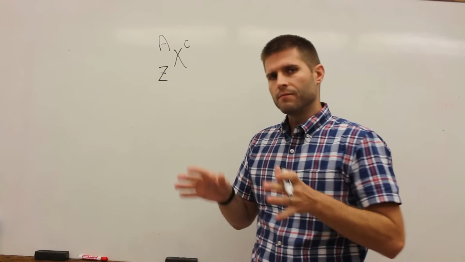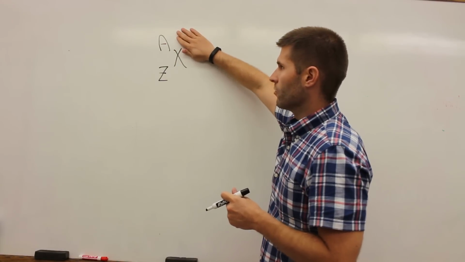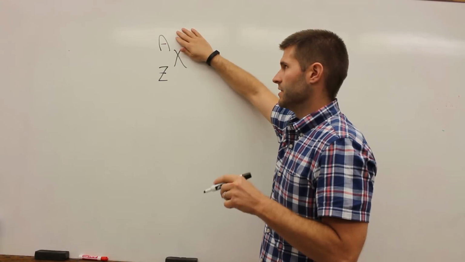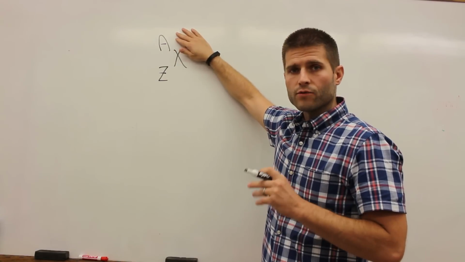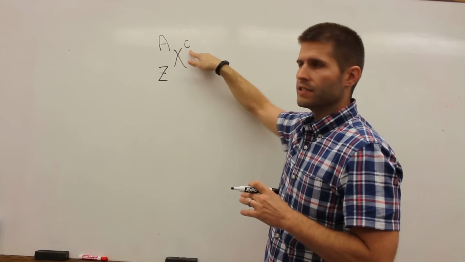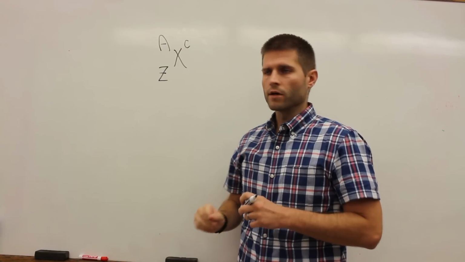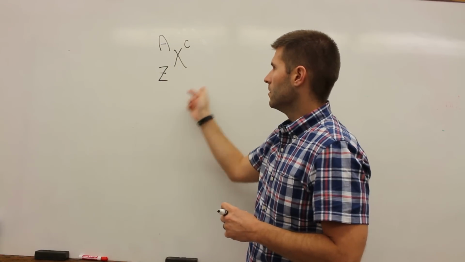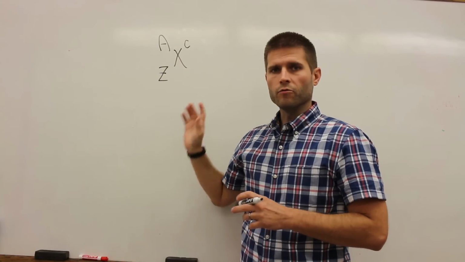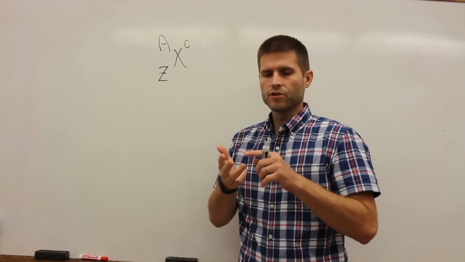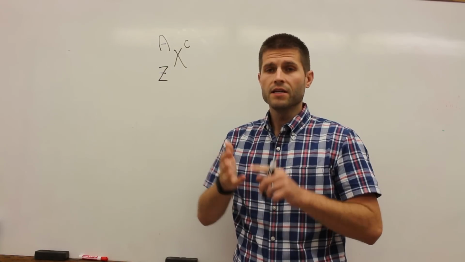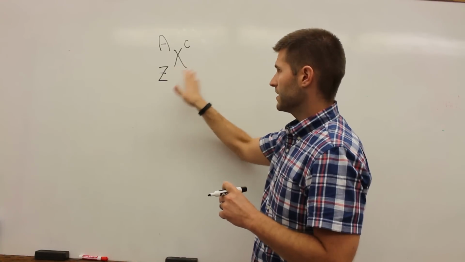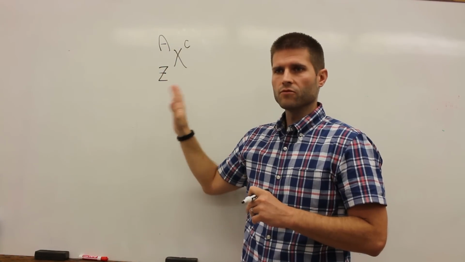Now many textbooks will only use the letter A, the letter Z, and the letter X. For our class we're going to add one more, and that's going to be the letter C, written in the upper right hand corner. So this is our AZX symbol that we'll be using to identify the number of protons, neutrons, and electrons within a given atom. So let's break this down. Let's identify what each of these symbols mean.